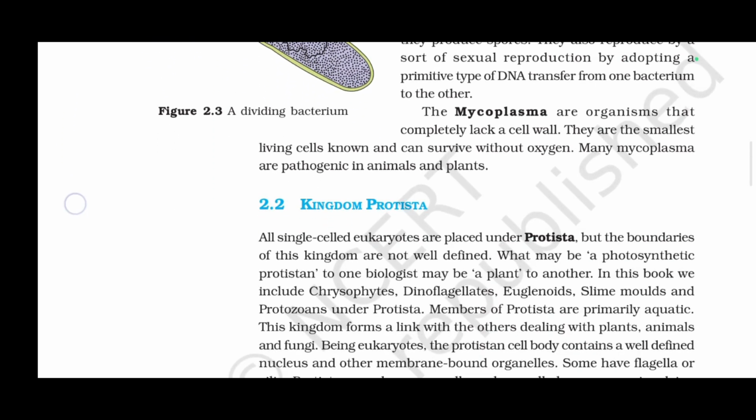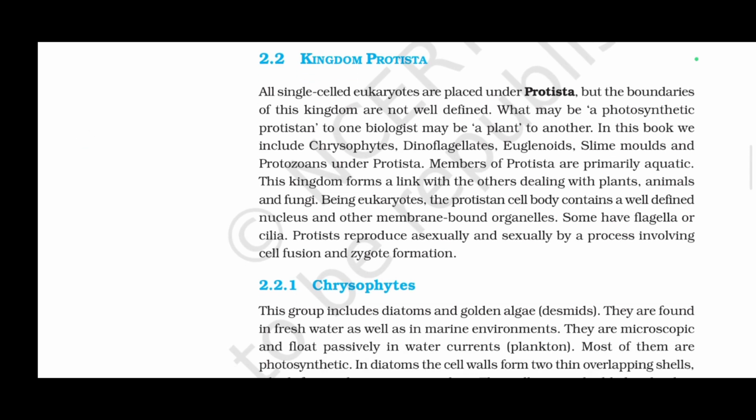Now, topic number 2.2, Kingdom Protista. All single celled eukaryotes are placed under Protista, but the boundaries of this kingdom are not well defined. What may be a photosynthetic protistan to one biologist may be a plant to another. In this book, we include chrysophytes, dinoflagellates, euglenoids, slime molds, and protozoans under Protista. Members of Protista are primarily aquatic. This kingdom forms a link with the others dealing with plants, animals, and fungi.